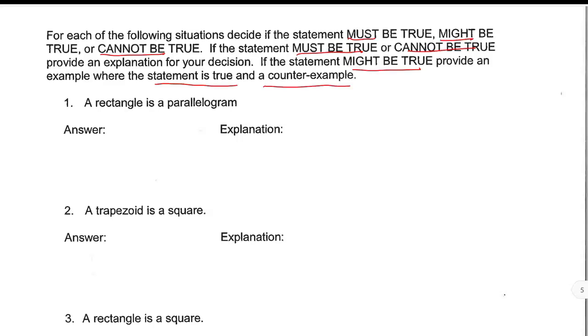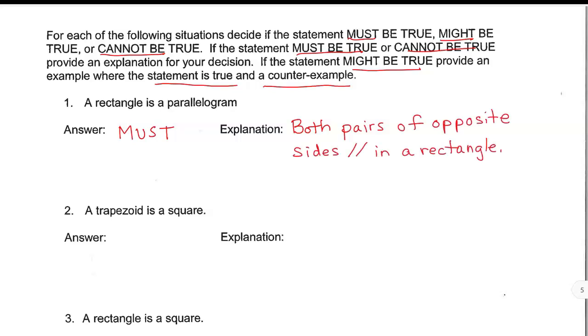Number 1, a rectangle is a parallelogram. If you remember from our card sort, we had the parallelograms already there, and then we looked for the rectangles among the parallelograms. So this one must be true. The reason why is because both pairs of opposite sides are parallel in a rectangle. That means it's a parallelogram.